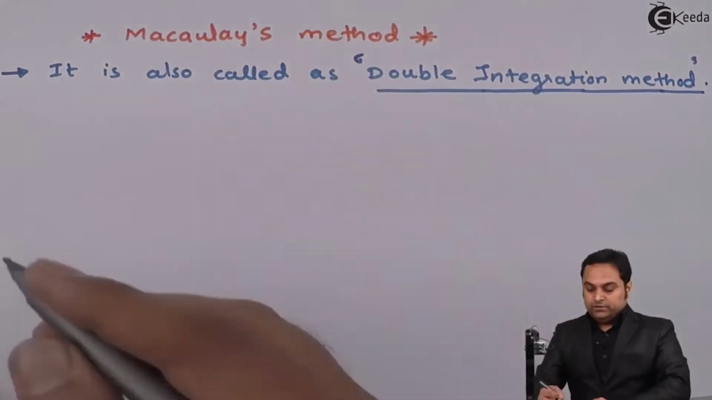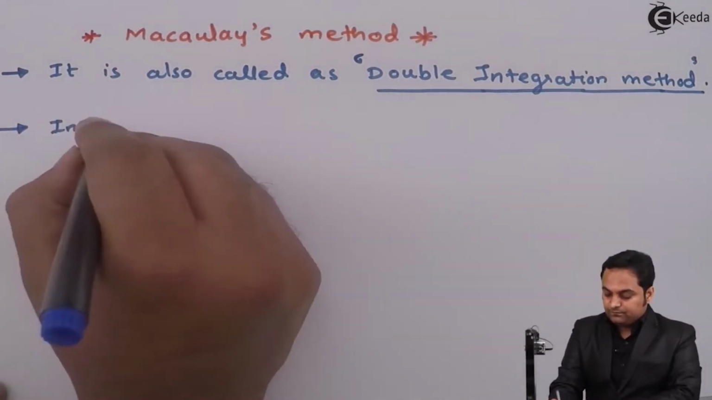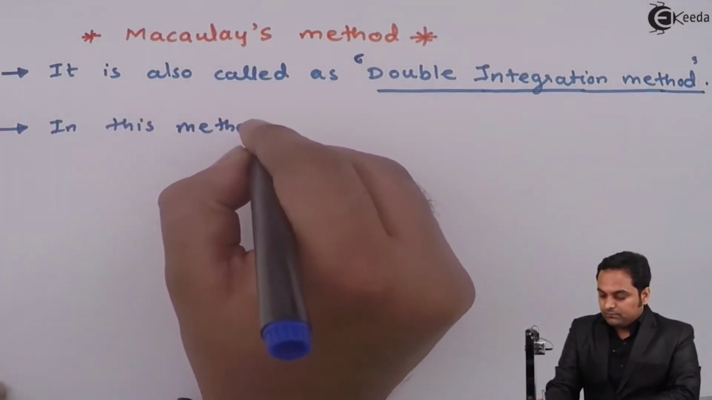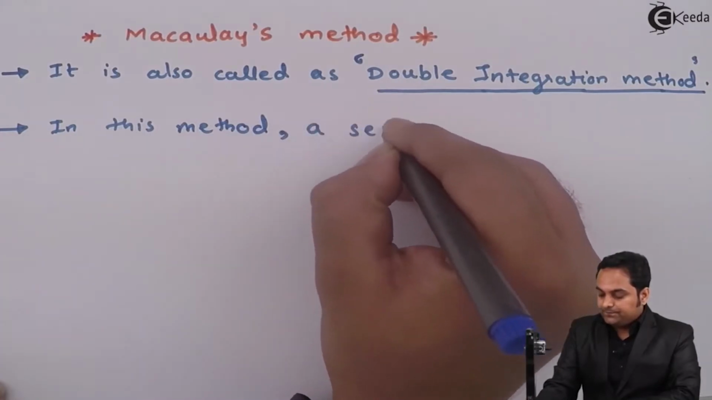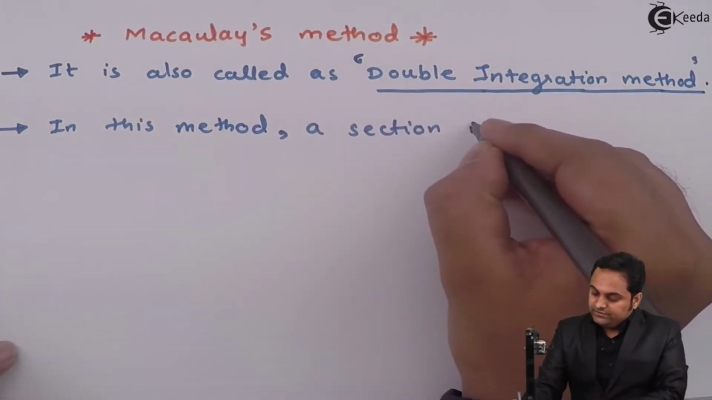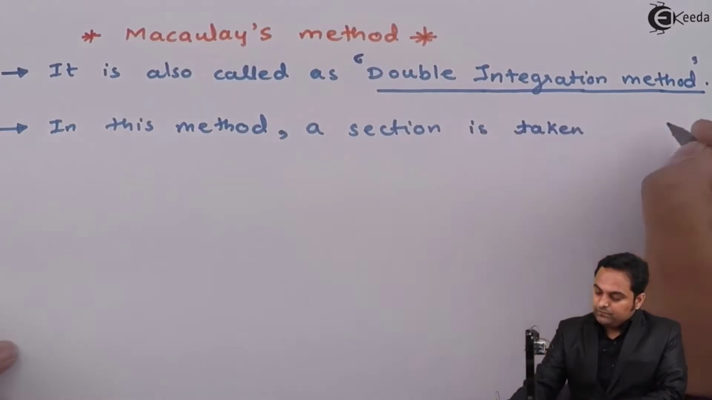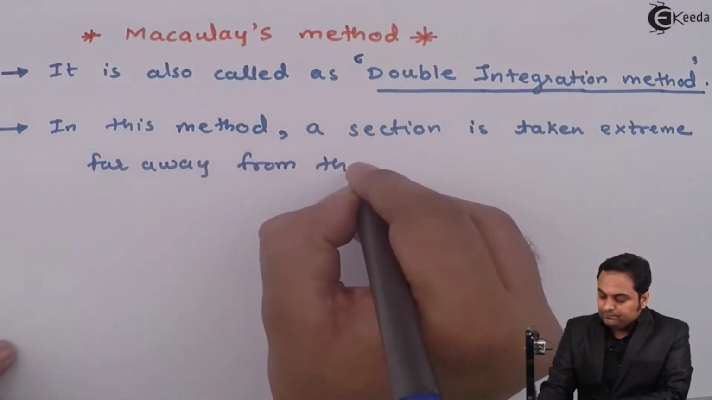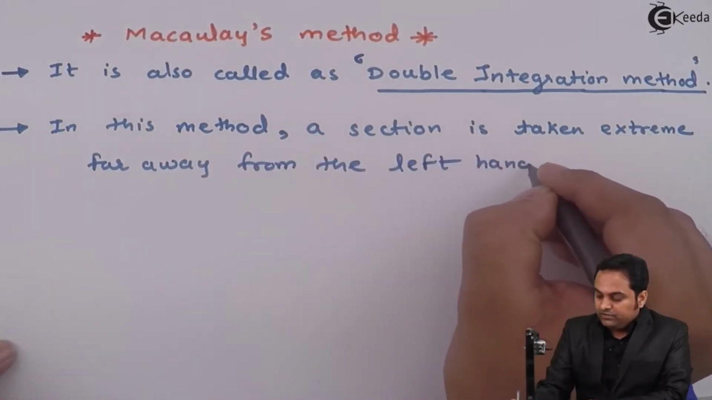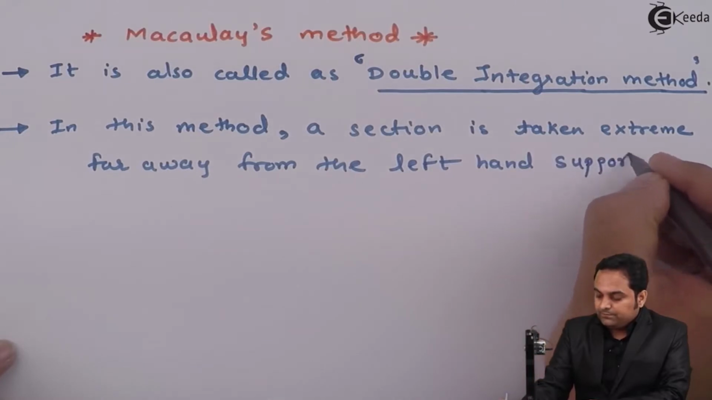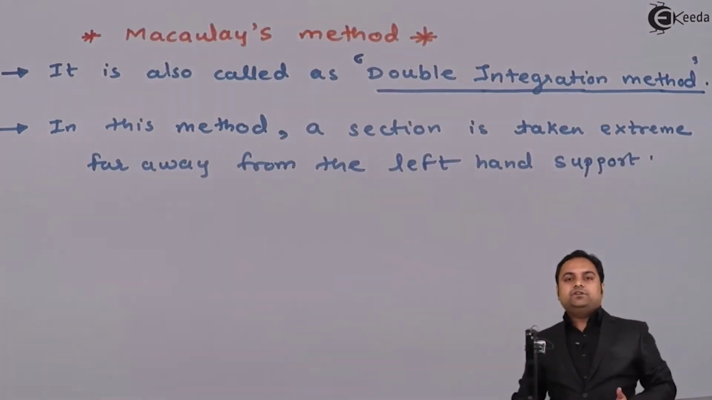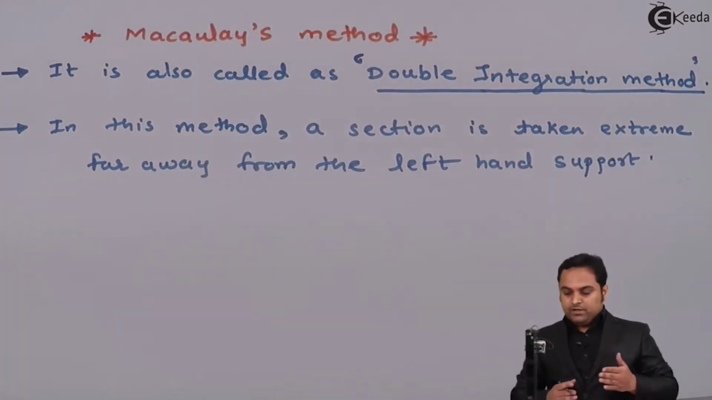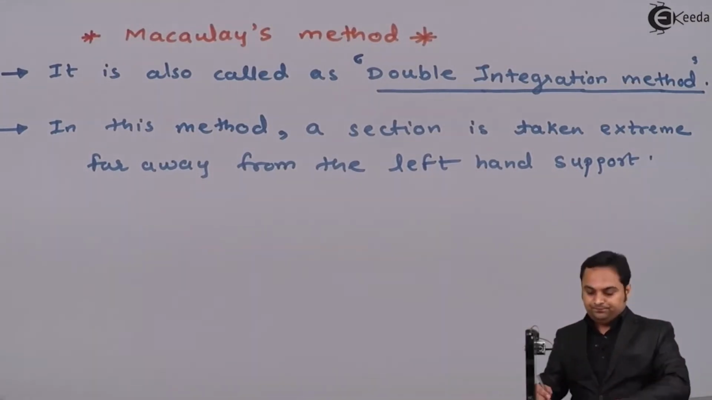Next, in this method, a section is taken extreme far away from the left hand support. So in Macaulay's method, we have to take a section at extreme far away from the left hand support of the beam.